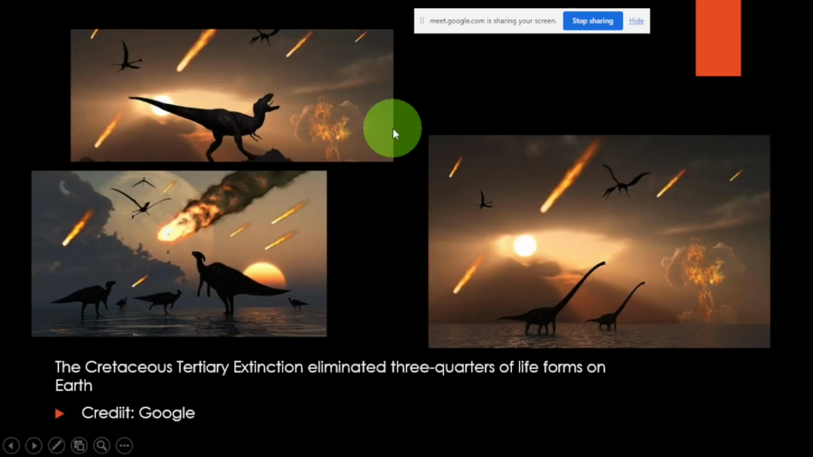Now, this is what happened about 66 million years ago during the time of the dinosaurs. The dinosaurs dominated the Earth, just like human beings are dominating Earth. However, because they lacked a space program, this asteroid impacted the Earth and destroyed all the life forms.